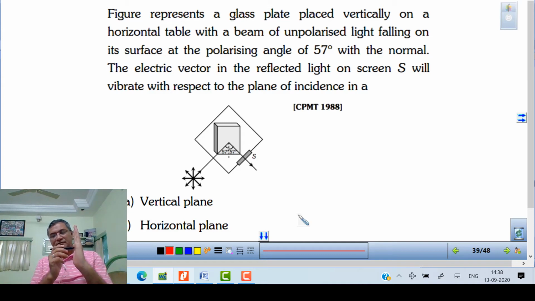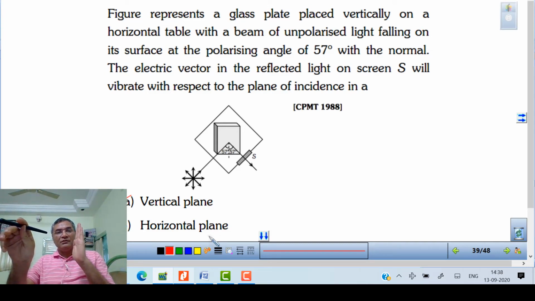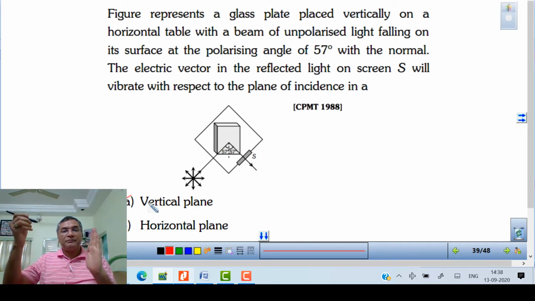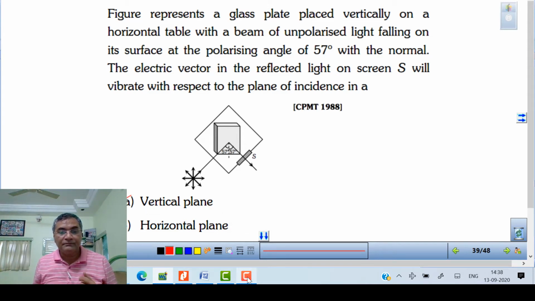Light is incident like that, it's coming out. So this is your plane of incidence, and perpendicular means like that. So it is vertical. Vertical is the answer. This light is coming and going like that. So this answer is vertical. If it were like that, what would the answer be? Horizontal.